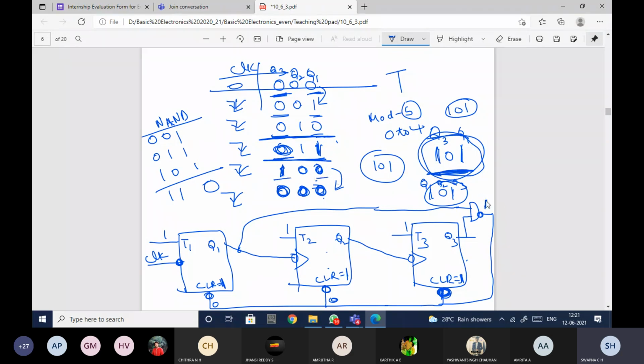1, 0, the output of this AND gate will be 1 only. After this 1, 0, 0, the next state is 1, 0, 1. So what happens here, as soon as this 1, 0, 1 comes, your Q3 is 1 and Q1 is 1. So 1, 1, 1, 1, the output here will be equal to 0. That 0 will be fed to all the CLR through the bubble. Since I have the bubble, it will invert, so my CLR value will become 1.